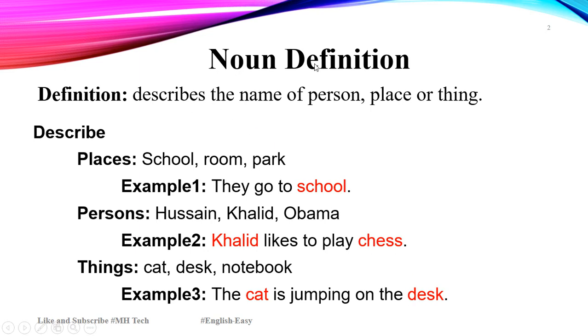So I told you the noun describes the name for a person, place, or thing. These are the clear examples you can see here. For example, for place, we have school here. For a person, we have Khalid. You can see here things like cat and desk. These are the clear examples for the noun.